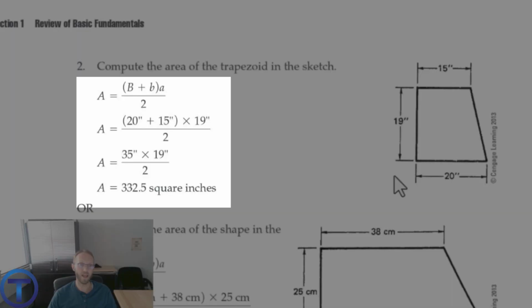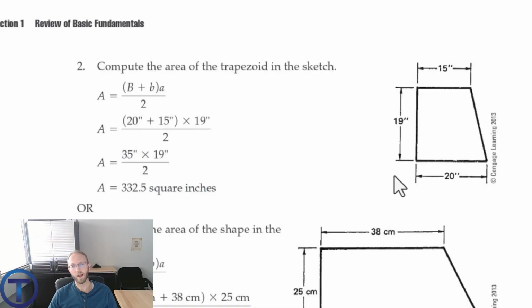We'll pull out our formula. A equals, in parentheses, capital B plus lowercase b, parentheses, times A divided by 2. Take the numbers, plug them in. The area equals, in parentheses, 20 plus 15, parentheses, times that by 19 and divide by 2. Let's do the parentheses first. 20 plus 15 equals 35. 35 times 19 and divided by 2 equals 332.5 square inches. Tell you what, I'm going to skip this other centimeter trapezoid example.